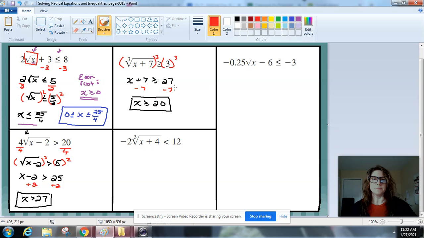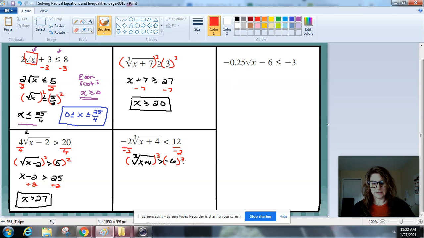All right, our next one. Get rid of that negative 2. So here we go. We're dividing by a negative. When we divide by a negative, you're going to turn your symbol around. So x plus 4 is going to be now greater than a negative 6. From here, get your root by itself. Or get rid of your root. I'm sorry, it's already by itself.